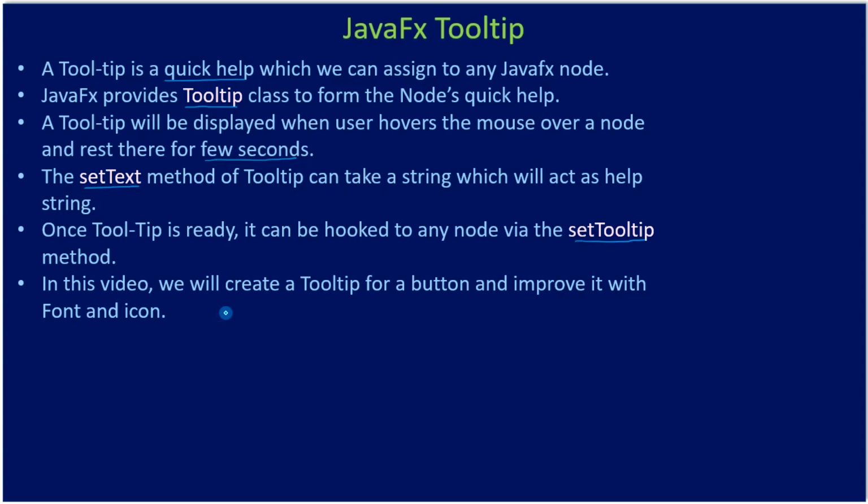In this video, we will create a tooltip for a button and improve it with font and icon. Improve it in the sense we will improve the tooltip with the font as well as icon. So we will create a tooltip and we will add it to a button. Once the tooltip is created, it can be added to any control. So here in our example, we are going to hook this tooltip to a button.